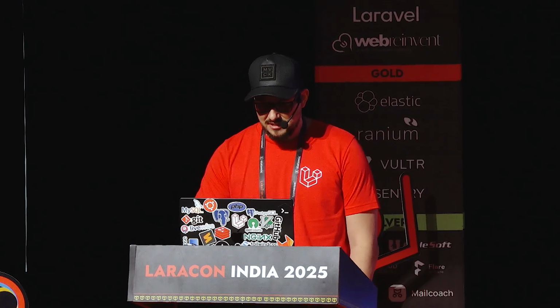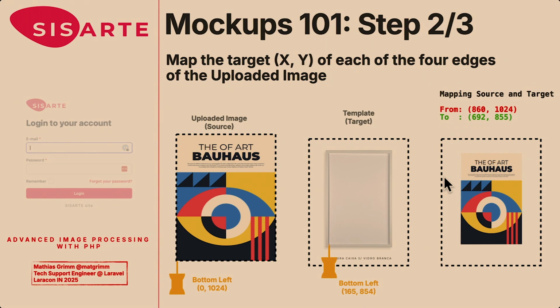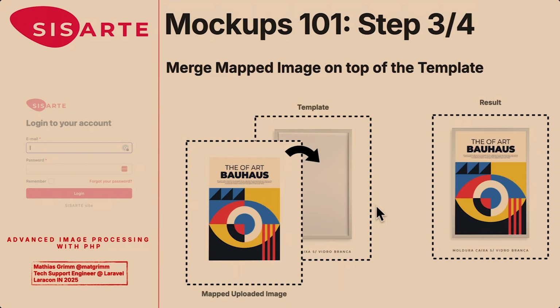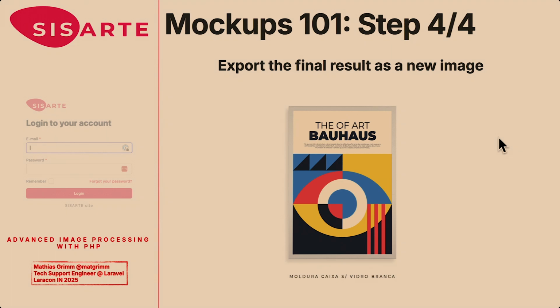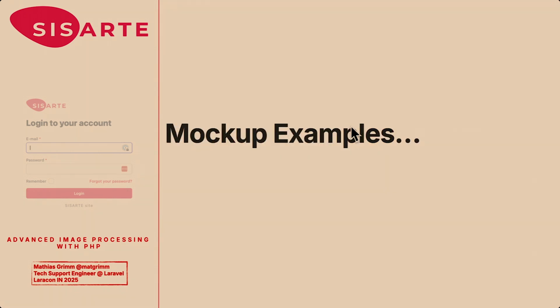This is the last one, the bottom left, and then we see the image is already the size it should be. The next step is you take this mapped uploaded image and merge it into the template. When you do that, you have that result. So that's how it happens. As the last step, of course, you can just export the final image, and you're going to be using something like S3, for example. And that's just the last step.